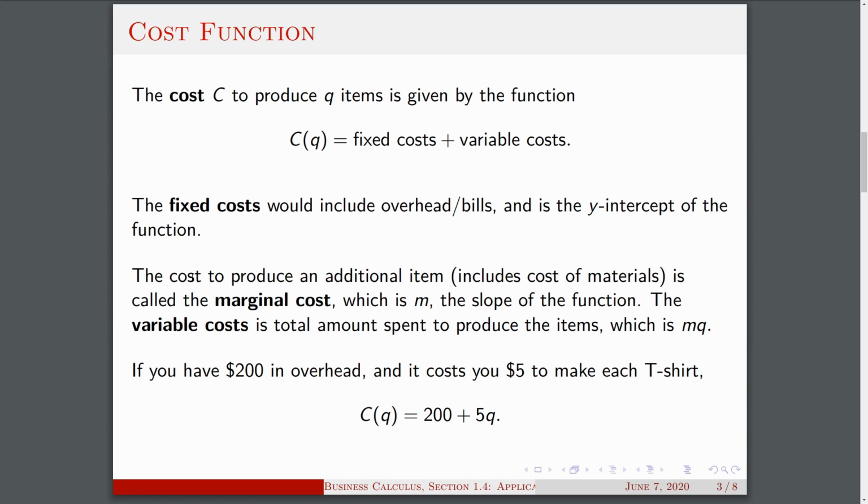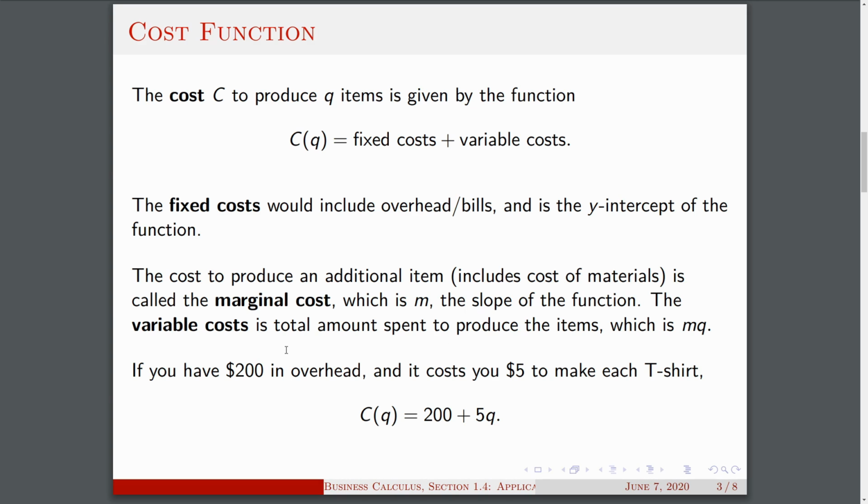The cost to produce each additional item, that's basically your materials cost. That's called the marginal cost. That's how much the cost function increases as we increase the quantity sold by 1. And together, the marginal cost times the amount that you sell is called the variable cost. So that's what goes in this part of the function.